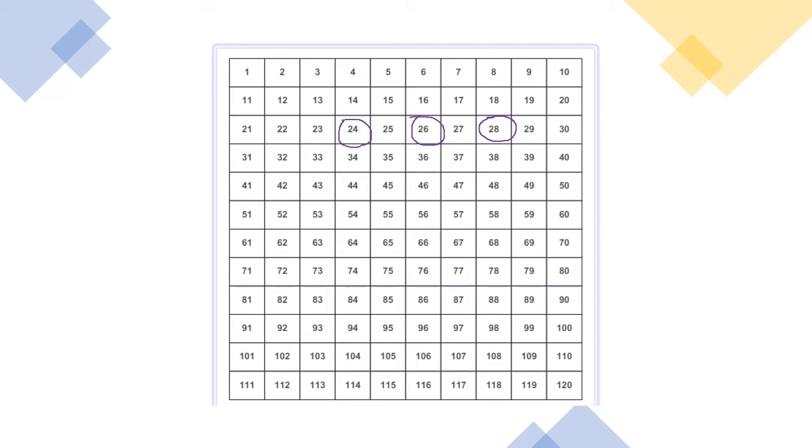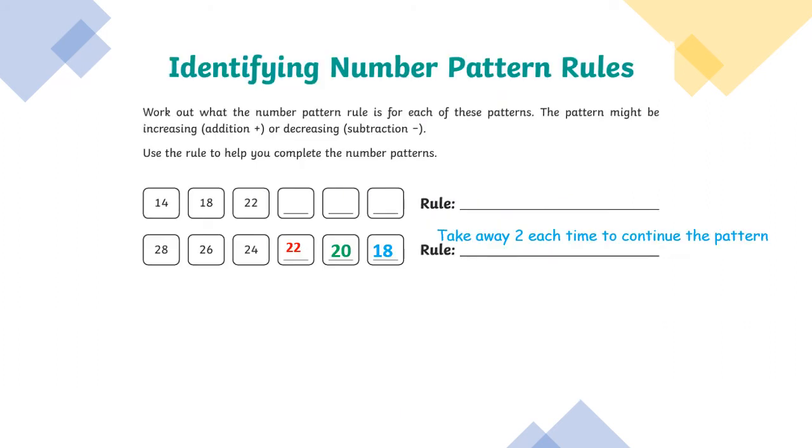Well, I can see this is a nice easy pattern. I'm going down 1, 2, 1, 2. So I do it again. 1, 2. So my next number must be 22. And then 2 less is 20. And 2 less, again, is 18. Hey, that was an easy enough pattern. So look at that. 28, 26, 24, 22, 20, 18. And my rule is to take away 2 each time to continue the pattern.